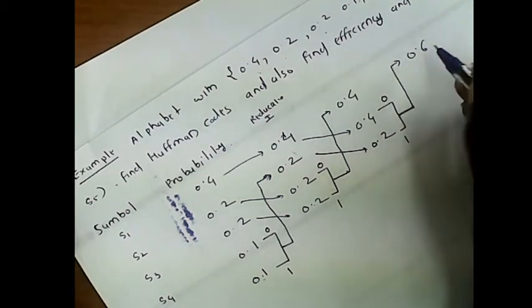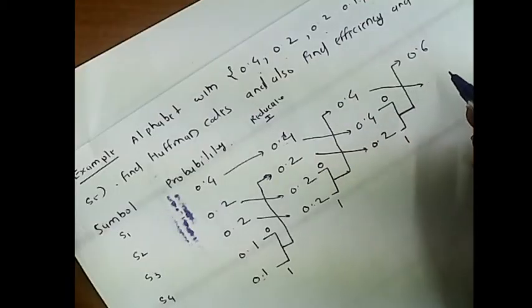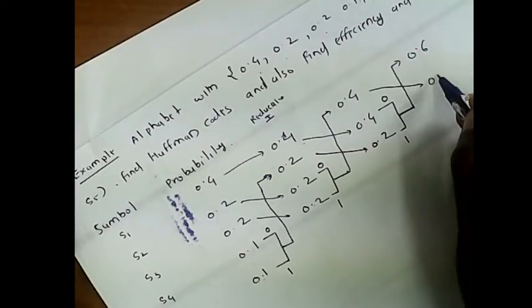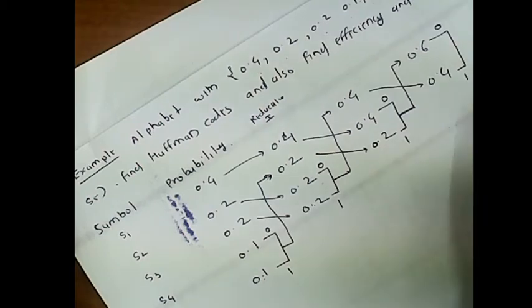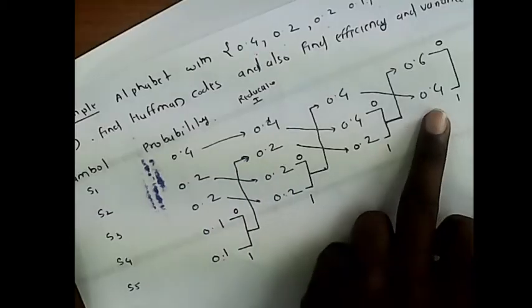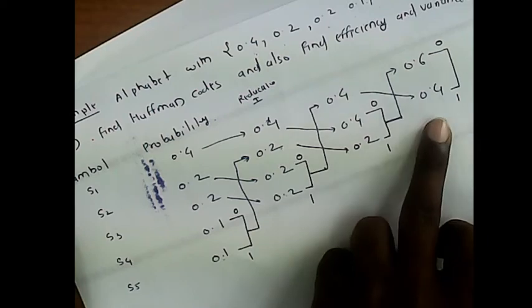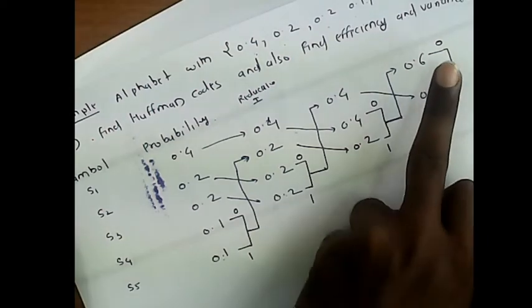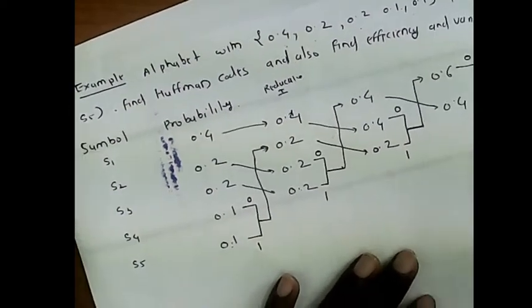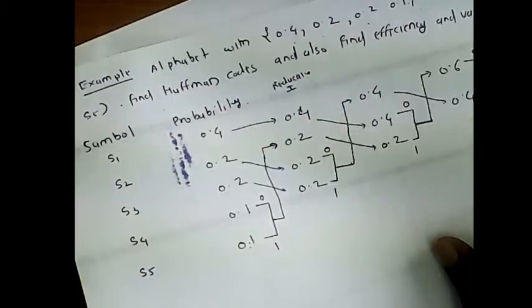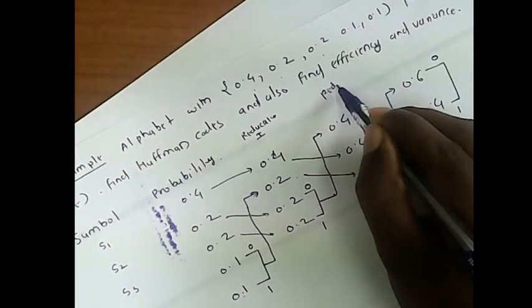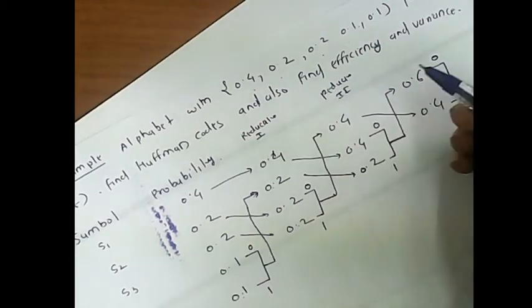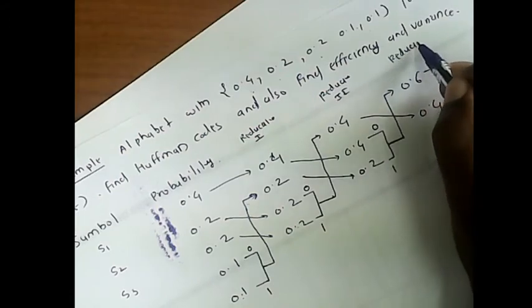So 0.6 here and 0.4. Again combine the two lowest probabilities and give symbols 0 and 1. Lastly, we stop when two probabilities remain and assign the symbols 0 and 1. Do not combine further. So these are the steps to be followed. This is reduction 1, reduction 2, and this is reduction 3.